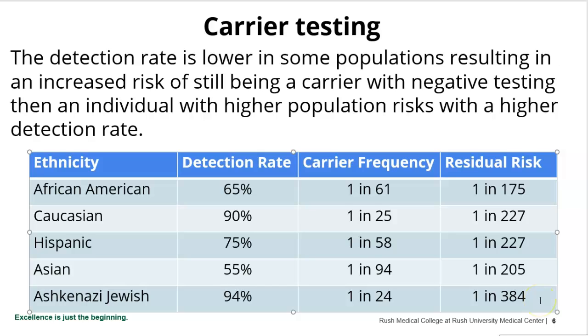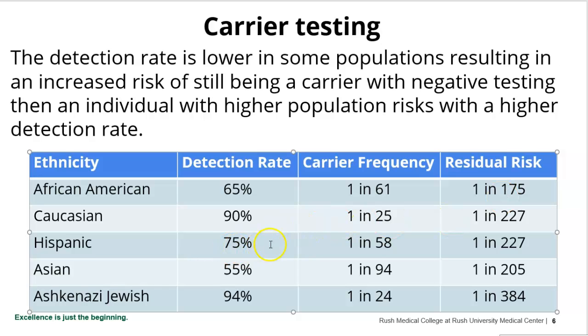So if you're Ashkenazi Jewish and you have negative carrier testing, your chance of being a carrier for CF is incredibly low. Let's look at the African American population. Their risk is almost a third of that of the Caucasian population, but we only pick up 65% of mutations. So the residual risk after testing only goes down from 1 in 61 to 1 in 175.